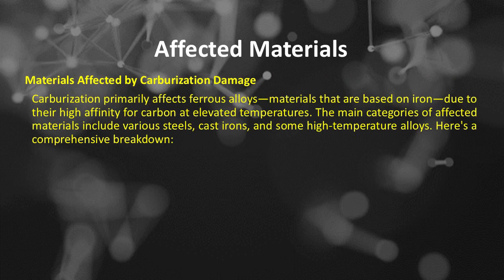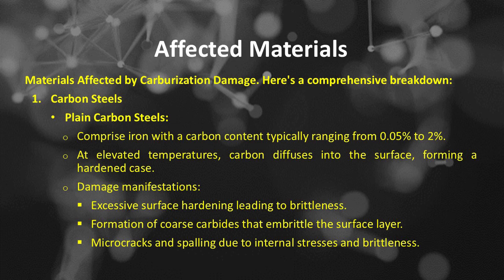Materials affected by carburization damage. Carburization primarily affects ferrous alloys, materials that are based on iron, due to their high affinity for carbon at elevated temperatures. The main categories of affected materials include various steels, cast irons, and some high-temperature alloys. Here's a comprehensive breakdown. Number 1 is carbon steels. Number A of carbon steels is plain carbon steels, which comprise iron with a carbon content typically ranging from 0.05% to 2%. At elevated temperatures, carbon diffuses into the surface, forming a hardened case.